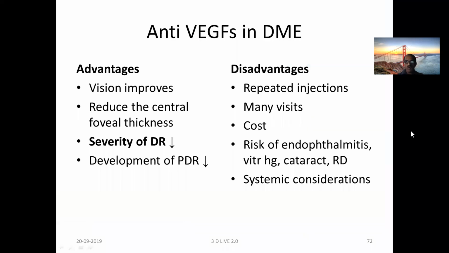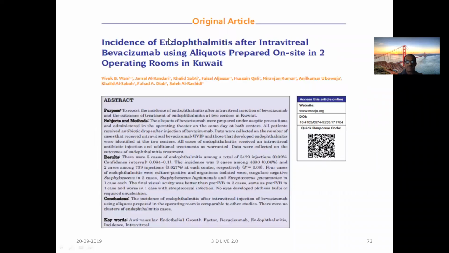Now you may ask, what are the advantages and disadvantages of anti-VEGF? One advantage is that vision improves. It reduces central foveal thickness. One more very important advantage is that the severity of diabetic retinopathy goes down. So we are treating DME, but diabetic retinopathy from severe may become mild, and the chances of developing PDR become very less. The disadvantages are repeated injections, many visits, cost, and risk of endophthalmitis, vitreous hemorrhage, cataract and RD, though they are small. And there are some systemic considerations. In fact, we published a paper on the incidence of endophthalmitis after bevacizumab injection. Almost 1 in 800 patients developed endophthalmitis.